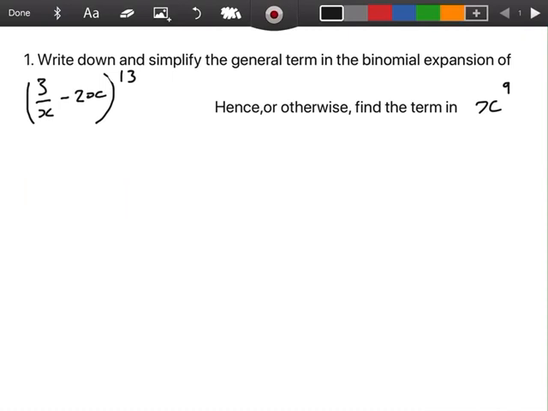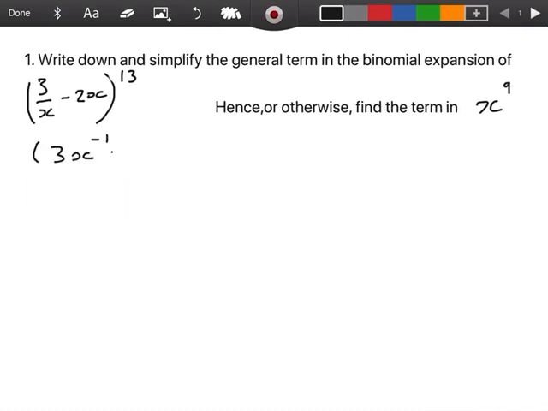Number 1. Write down and simplify the general term in the binomial expansion of 3 over x minus 2x, all to the power of 13. And then the second part of the question is: hence or otherwise find the term in x to the power of 9. So what I like to do on this type of question is bring all of the x's up using our laws of indices.